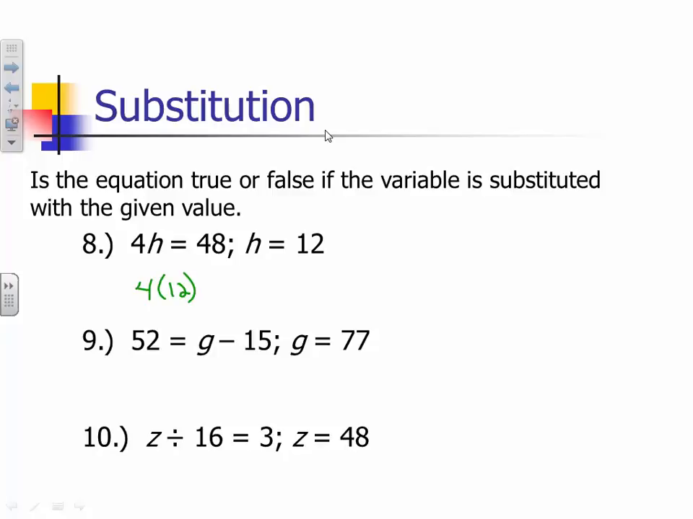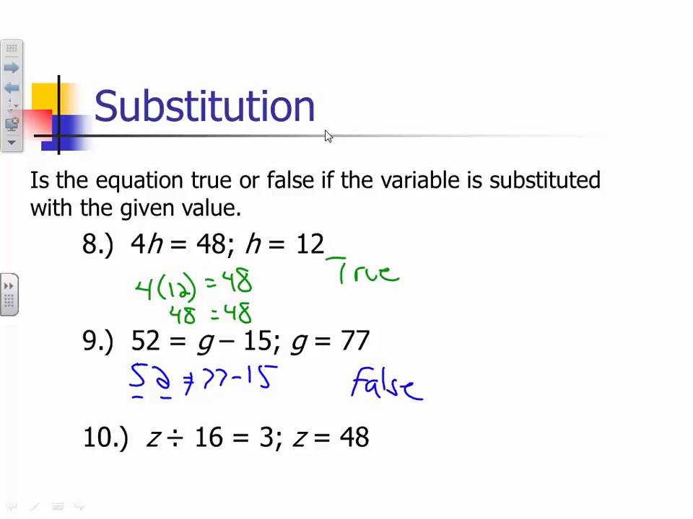If I substitute the 12 in, is 4 times 12 48? Well, 4 times 12 is 48. Does that equal 48? Yes, this is true. Put the 7 in for the G. 7 minus 5, is that 2? Yep. 7 minus 1, is that 5? No, it is not. It is a 6. This one is false.